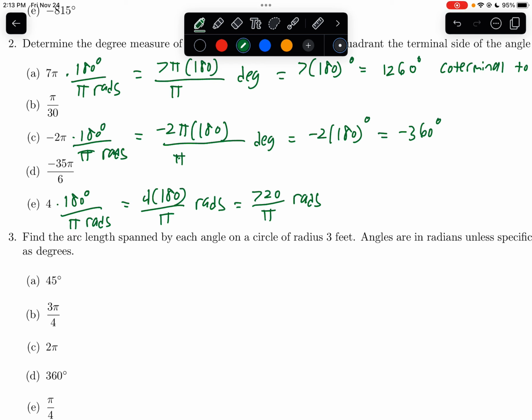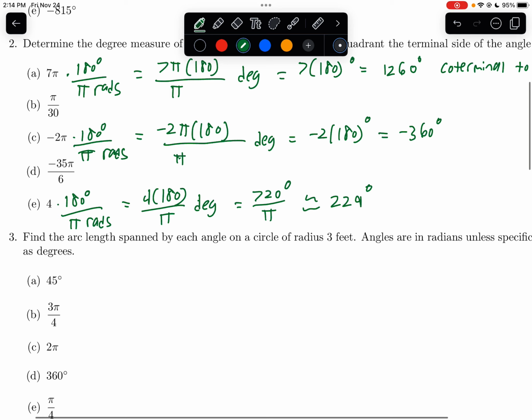I'm sorry, wait. This should be degrees, not radians. So 720 degrees, 720 over pi, and I recommend you just divide it in your calculator. It's approximately 229 degrees, so it's in quadrant 3.